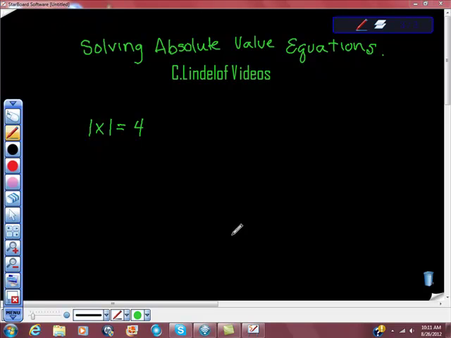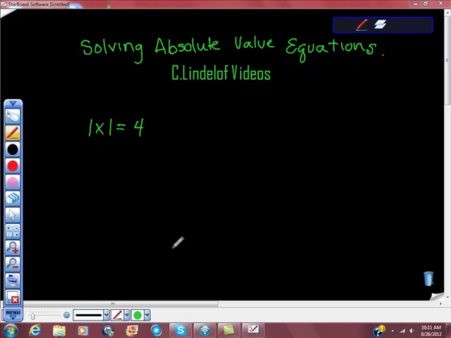I thought I'd go over a couple quick examples of solving absolute value equations today. So here's one. It just says the absolute value of x is equal to 4. So the question is, what number or numbers have a distance of 4 from 0? Remember, that's what absolute value means. Absolute value means the distance from 0. So we want the distance from 0 of our number x to be 4.